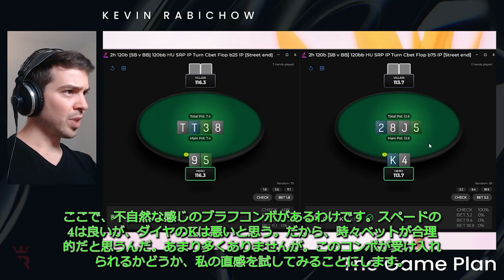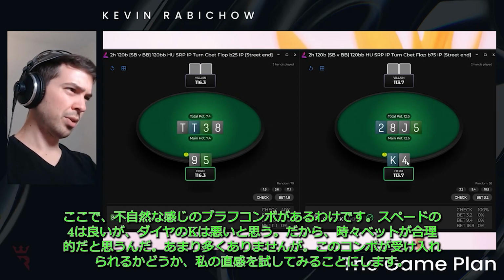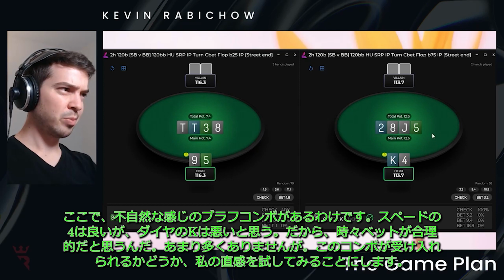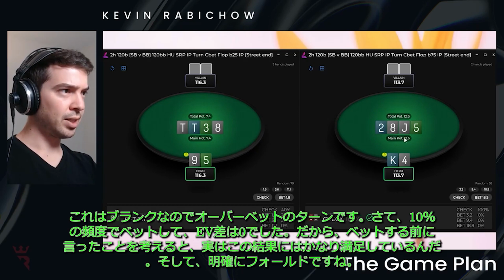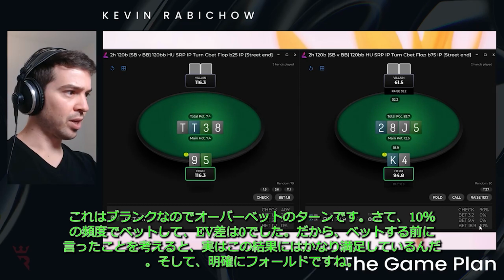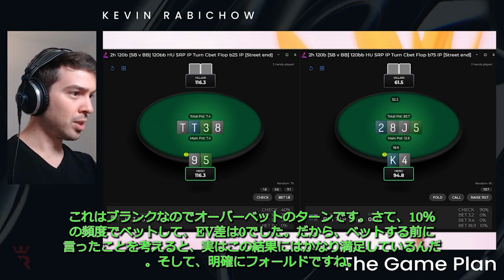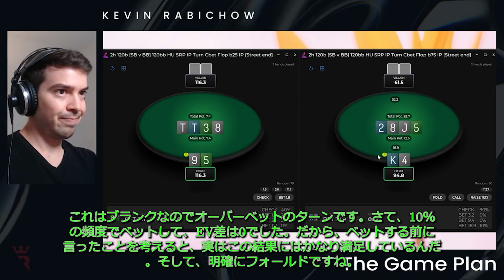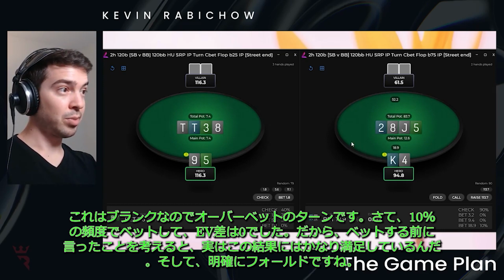So here, I have an unnatural looking bluff combo. I think the 4 of spades is good, but the king of diamonds is bad. So I think betting this sometimes would be reasonable. Not super common. I'm just going to test my intuition for this combo being acceptable. This is an overbet turn because it is a blank. So we found a 10% frequency bet, 0 EV difference. So given what I said in advance of betting, I'm actually quite happy with the result here.